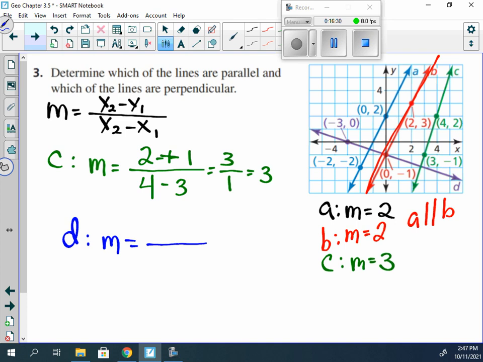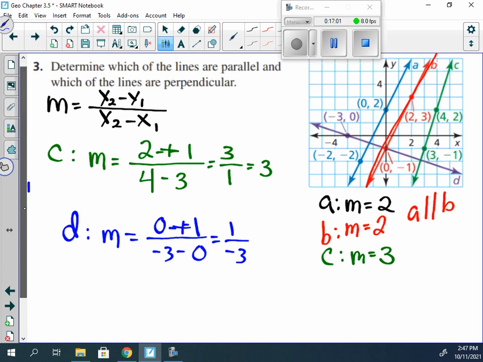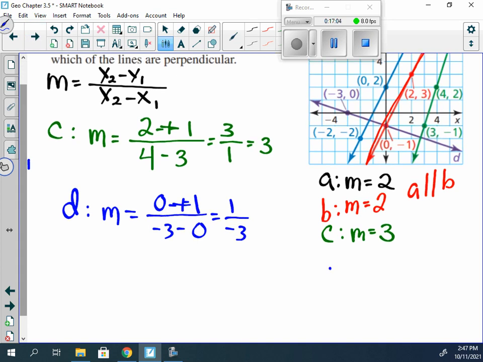So line D contains the points negative 3, 0, and 0, negative 1, because those are going to be the 2 points on that line. Now here we would have 0 minus negative 1 over negative 3 minus 0, well, on top, the negative and negative would make a positive, so the slope of line D equals negative 1/3.